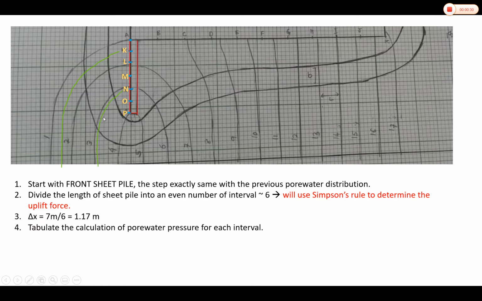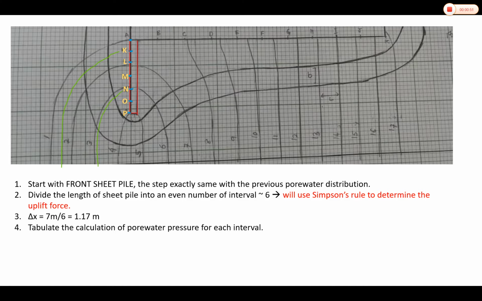Okay, so now we focus on the sheet pile. So we start with the front sheet pile, the front face. This is the front face and this is the back of the sheet pile. Alright, so actually the step is exactly the same as the previous method of pore water pressure distribution.